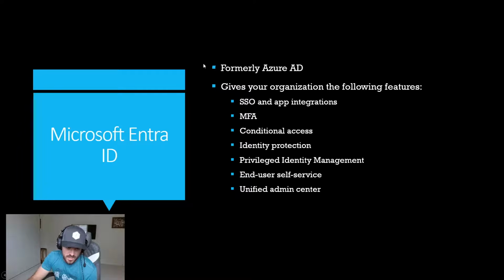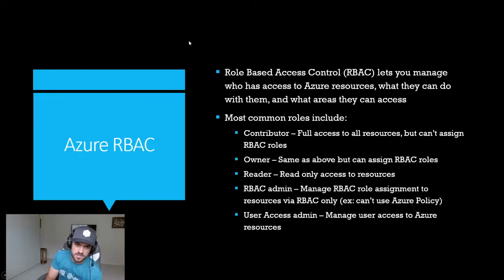Okay. So Microsoft Entra ID, formerly known as Azure AD or Active Directory, you might have heard of at some point. It gives your organization the following features, a lot. Here they are. We don't have to go through them, but that's it. It's the go-to service for directory-related things when we're talking Azure, we're talking Windows. Azure RBAC is a little different in that it stands for role-based access control, by the way. It lets you manage who has access to your Azure resources, what they can do with them, and then what areas they can actually access once they get into your resources.